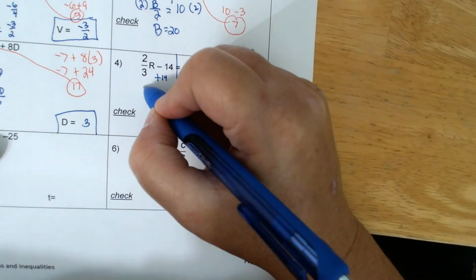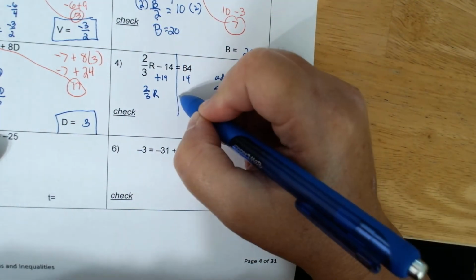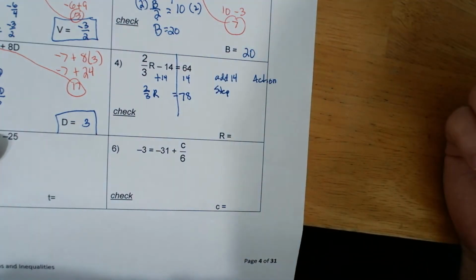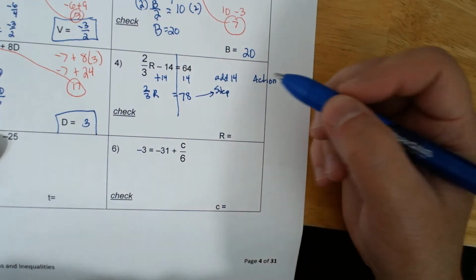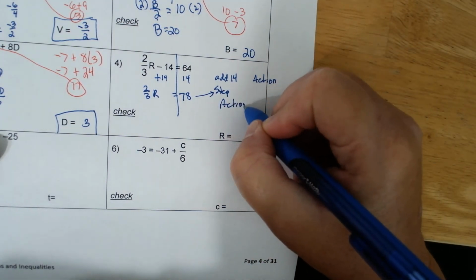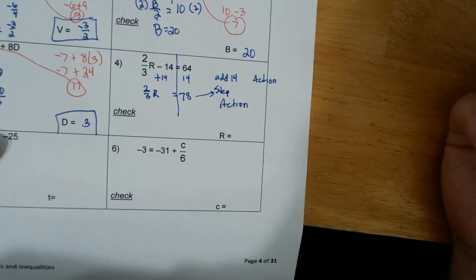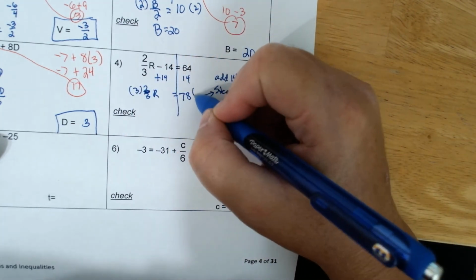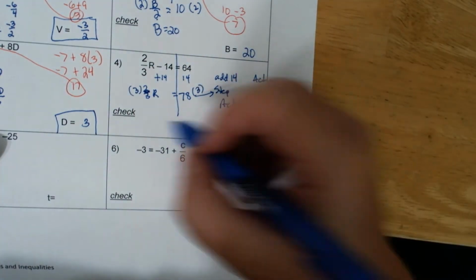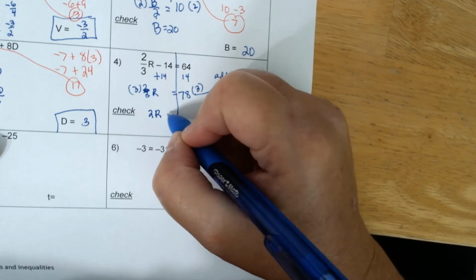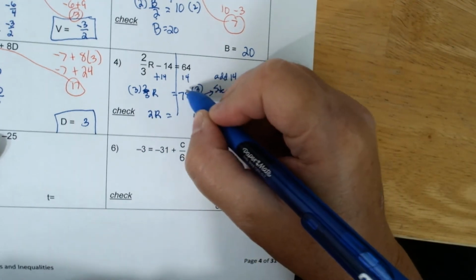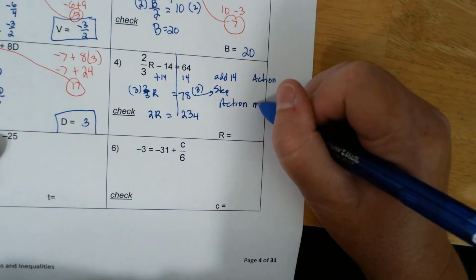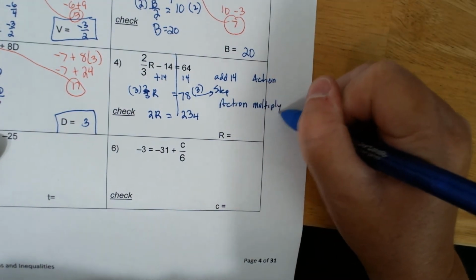Okay, so then you would have 2/3 r equals 78. This would be the step. Action. I'm going to do these in a couple of steps. This is a divide by 3, so I'm going to multiply that side by 3, multiply that side by 3. So I get 2r equals 234. So action would be multiply by 3.